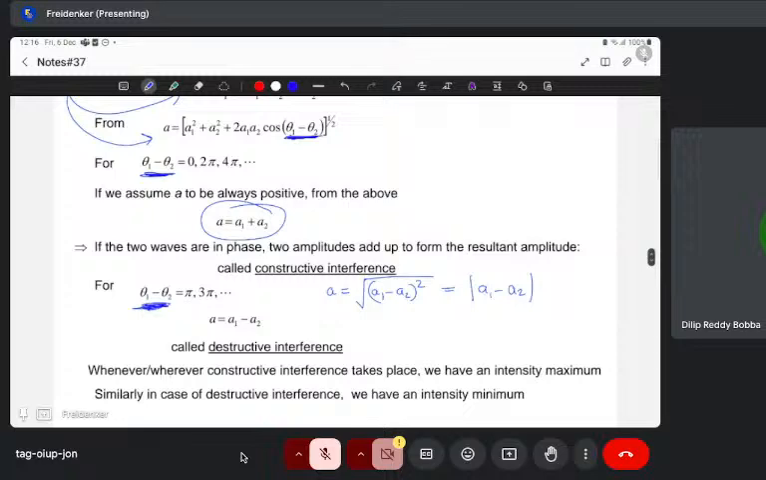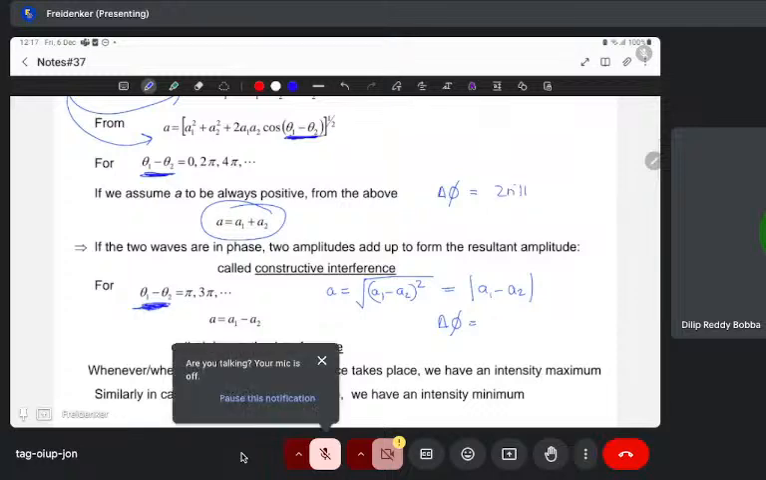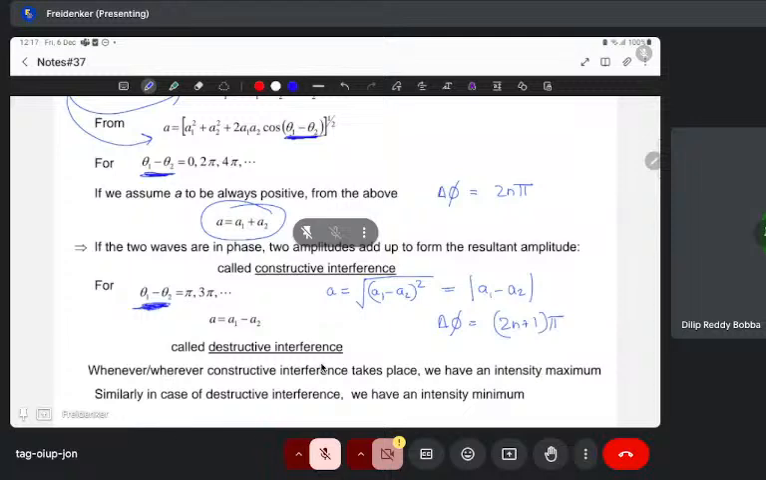What did we learn? Here, phase difference. This is my notation, how I write phase difference. Phase difference is a multiple of 2 pi. In this case, it's not any multiple. So it's an even multiple of pi. That is one way. Here it's an odd multiple of pi. I can write it this way. So this is for constructive interference and this is for destructive interference.